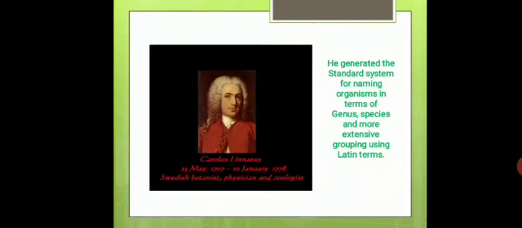So we have a scientist called Carolus Linnaeus. He was the one to generate the standard system for naming organisms in terms of species, genus, order, family, like that, using Latin terms. So he did the classification initially. He was a botanist, physician and zoologist.